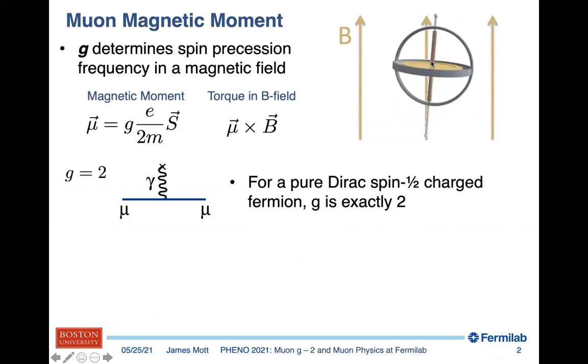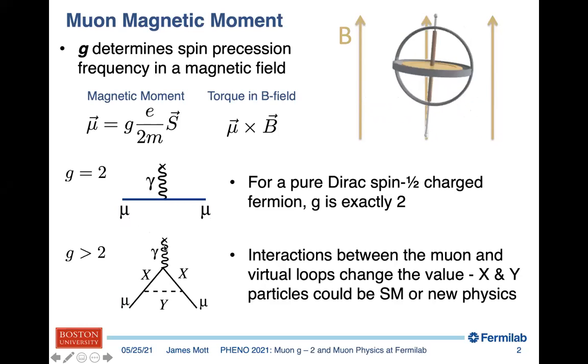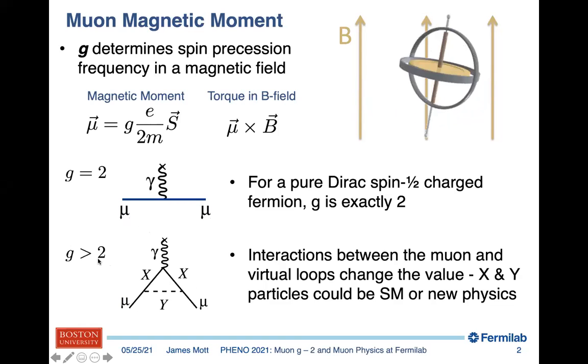Now, if the only thing we had in the universe was this one particular diagram, the only one we could draw, then just from the Dirac equation, we find that this g is exactly equal to 2. But obviously we know that there are other diagrams we could draw, and you put in these virtual loops and they alter the calculated value of g, so it becomes ever so slightly larger than 2, by about a part in 1,000.